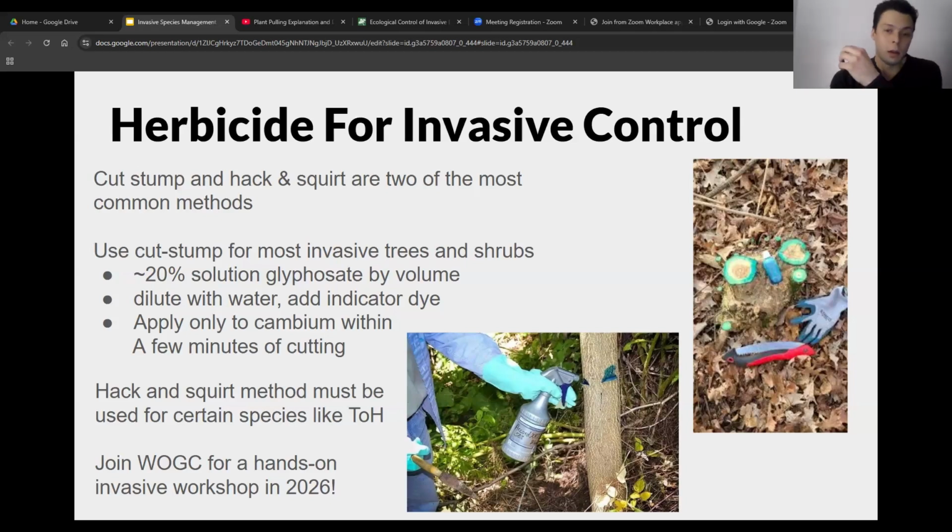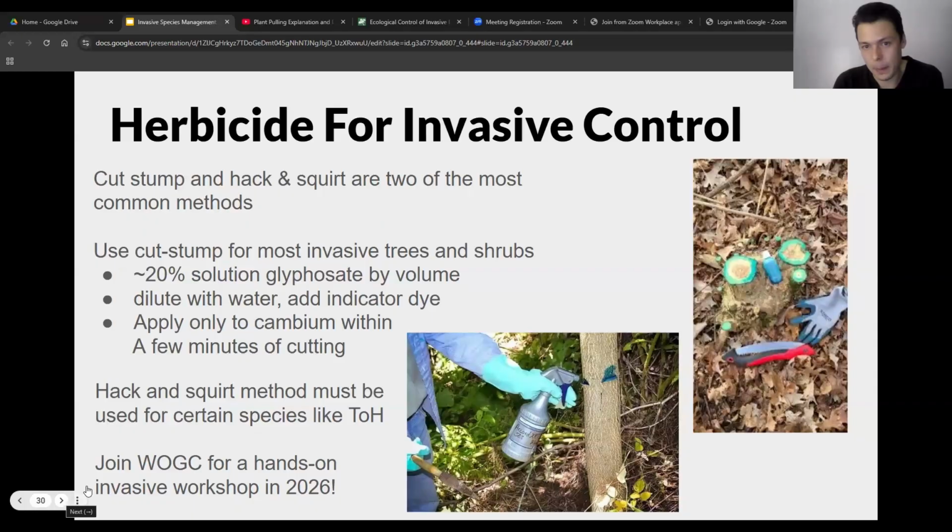And we are able to very safely, securely apply like a fraction of a milliliter of effectively this chemical to each and every large shrub and tree that we want to take out by using the cut stump method.